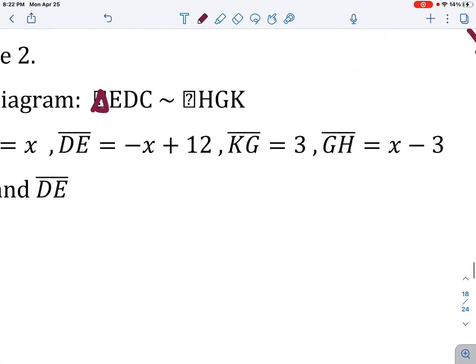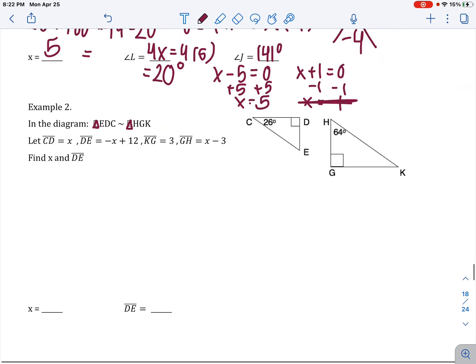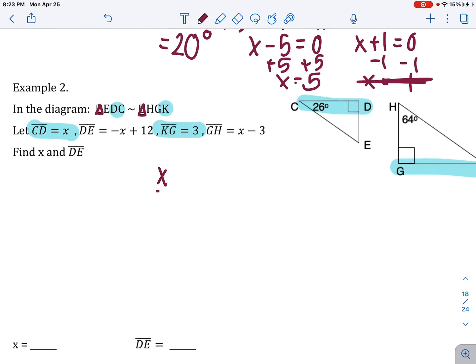So for example 2, we're giving you that triangle EDC is similar to triangle HGK. So these two triangles in this picture aren't the same orientation. So we really have to make sure we're using the correct sides. So I have CD here. That's the second two letters, is going to be 2kg. So that's the first proportion I'm going to set up, is x over 3.